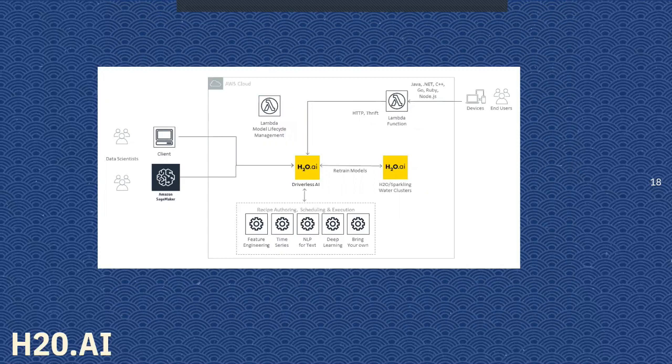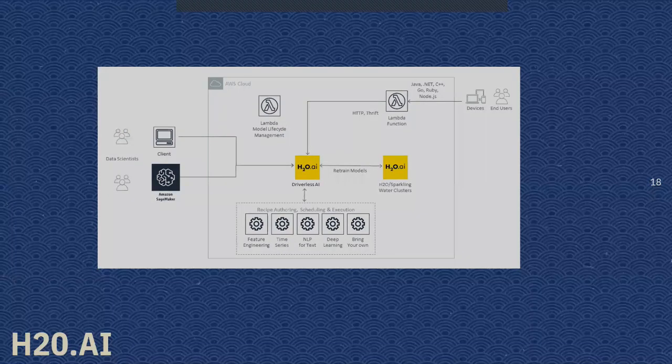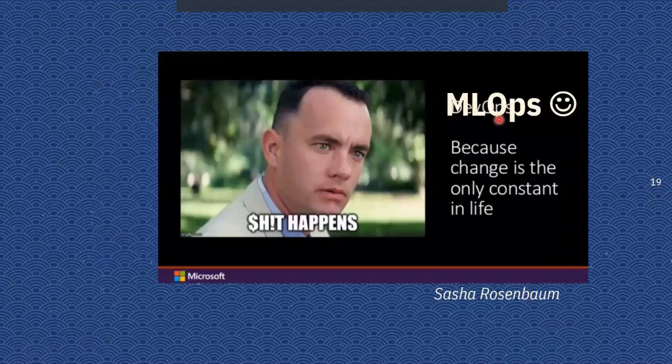Now, why is MLOps important? Why is all this talk about MLOps? Why is it a thing? Because change is the only constant in life. If you look behind, I kind of covered DevOps with MLOps, right? And things happen. Something might fail. If you're not watching it, it will fail. And I'm going to tell you something, right?